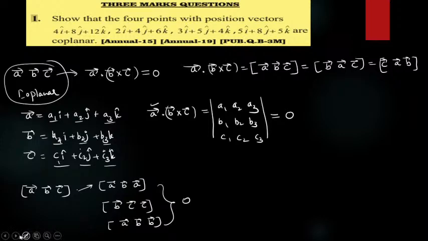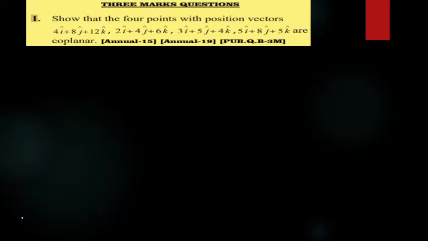Let us go for the first question here without wasting much time. Look at what is given. This question was asked in 2015, 2019, and also in a PU board model question paper. Read the question properly. What is given? Show that the 4 points with the given position vectors are coplanar. So there are 4 vectors here. You write the corresponding 4 vectors and their points first. So write the given data.